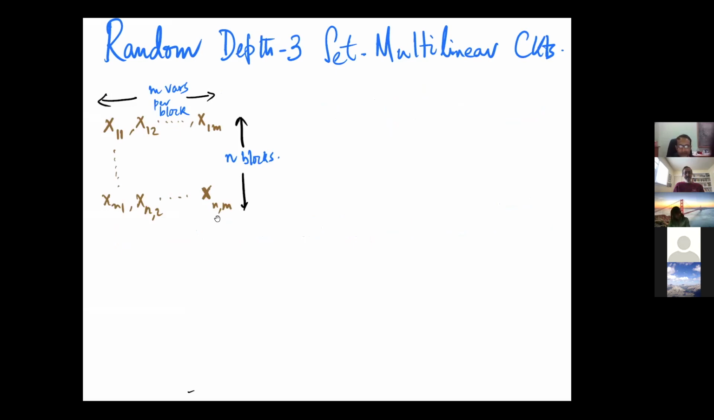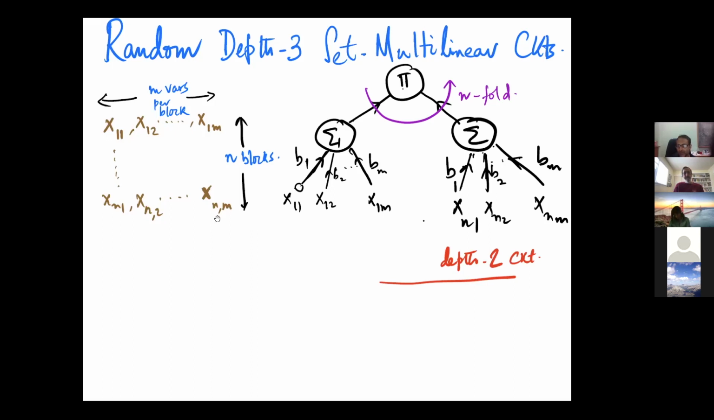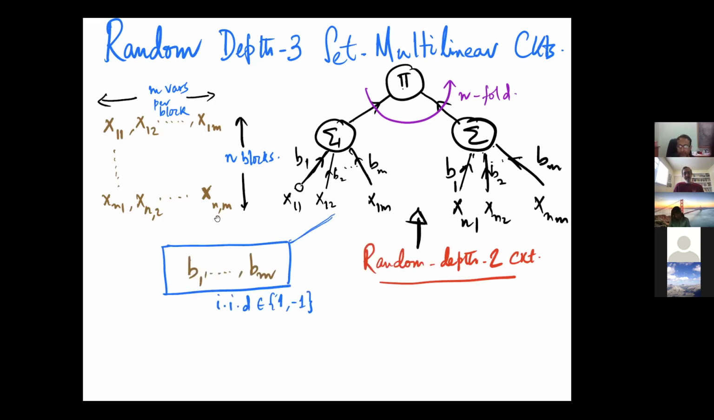These are set-multilinear circuits, which means I have, let's say, n blocks of variables, and each block has m variables. So naturally I'm going to use 2 indices to index into these n times m variables. Let's look at a depth 2 circuit, which is actually a pi-sigma circuit. The top gate is an n-fold product gate, and the bottom gates are sum gates. These B1 to Bm are constants, either 1 or -1, which I choose at random. The same B1 to Bm are used in each of these sum gates, one for each block: block 1, block 2, up to block n. So that's the depth 2 circuit.